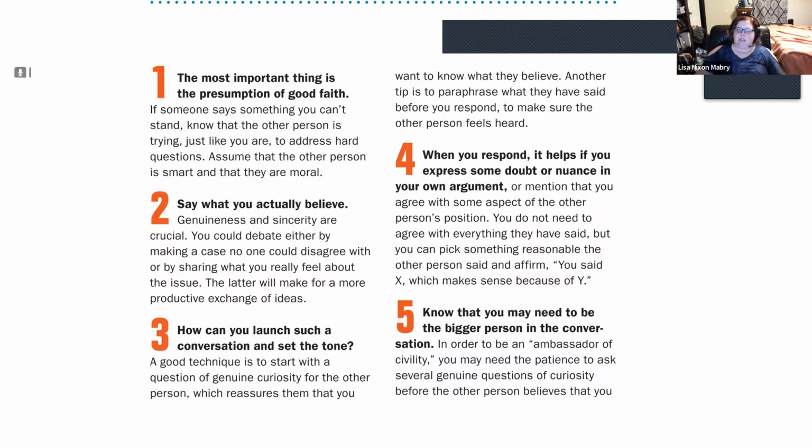Assume that the other person is smart and that they are moral. As soon as we start talking down to each other, we're in trouble. And I have been guilty of this. We've all been guilty of this. Like, man, this person's an idiot, and you're off on the wrong foot, right? So don't do that.